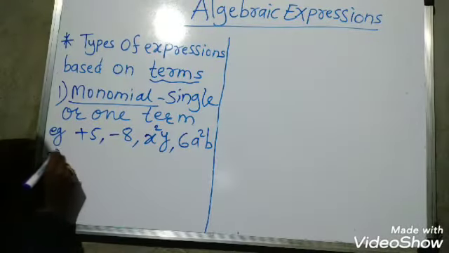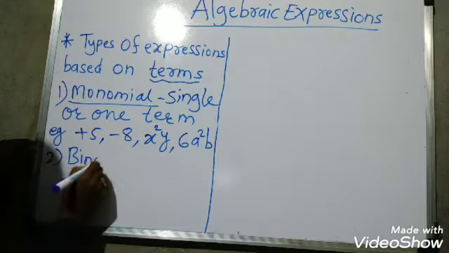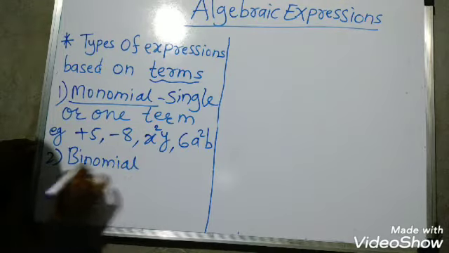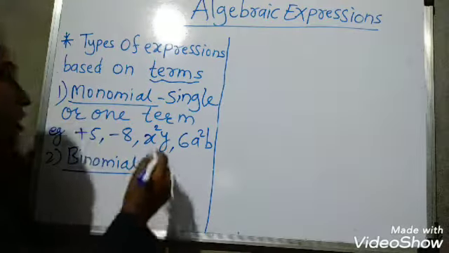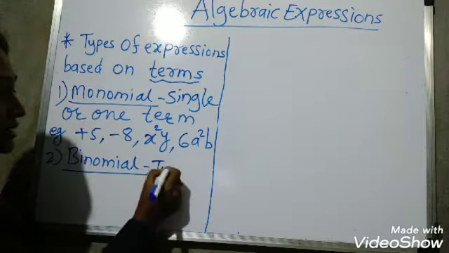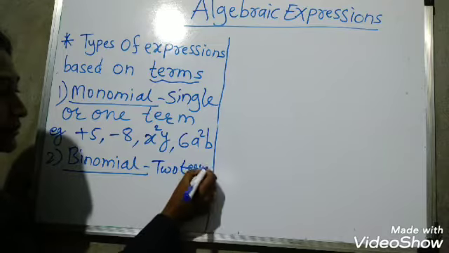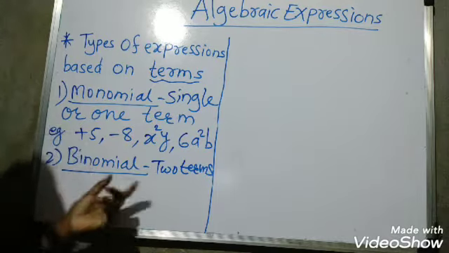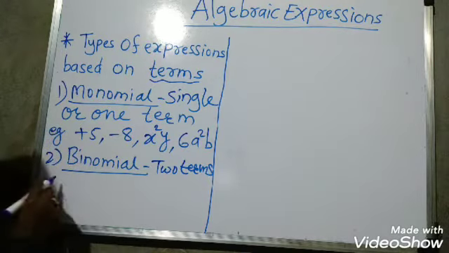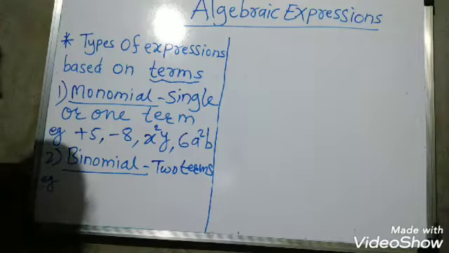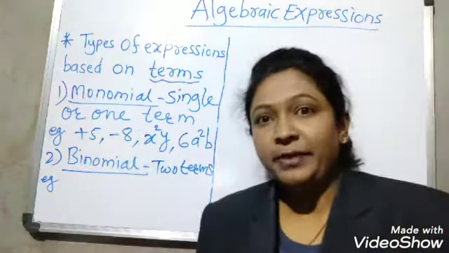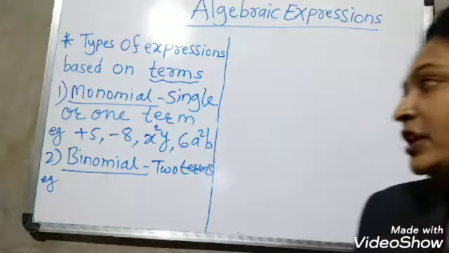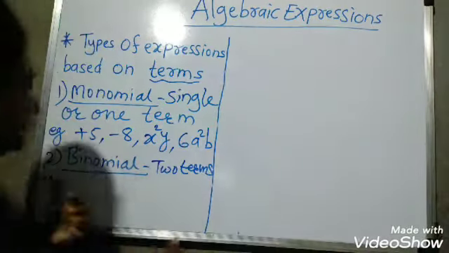Now the second type is binomial. Bi means two, so binomial means an expression having two terms. How will we make this? We learned in our previous video that terms are separated by addition and subtraction signs, so we will get different types of terms.